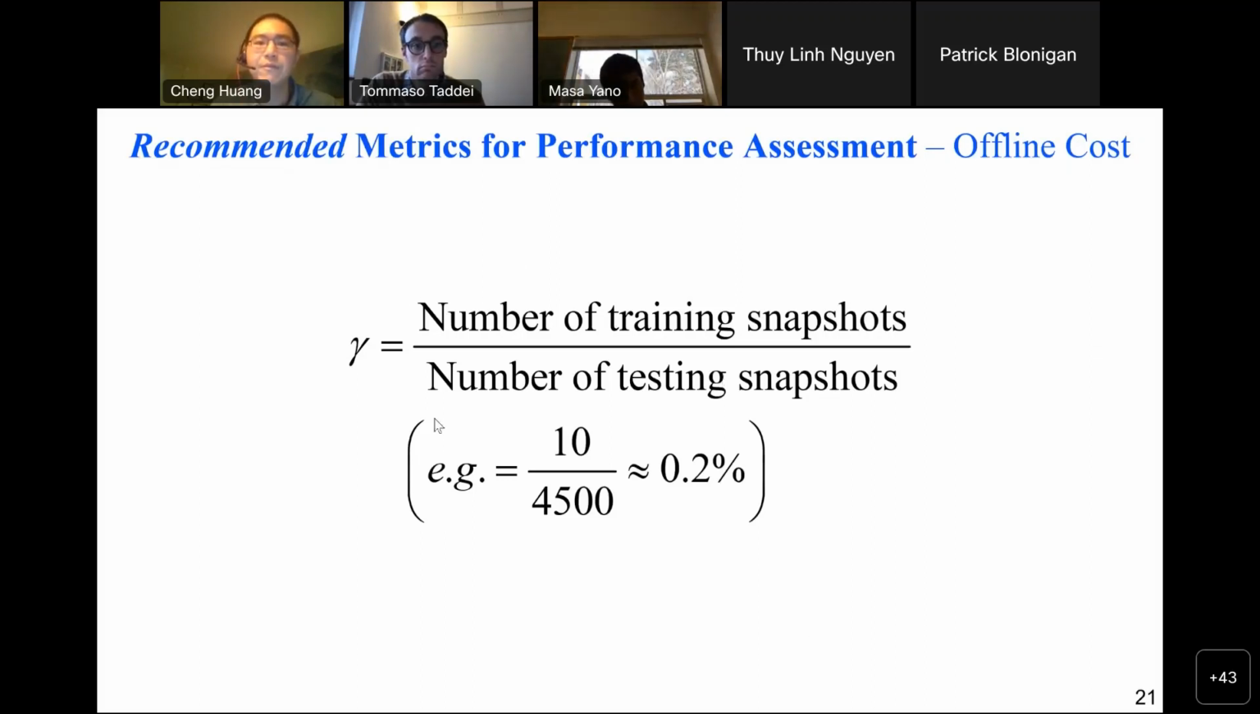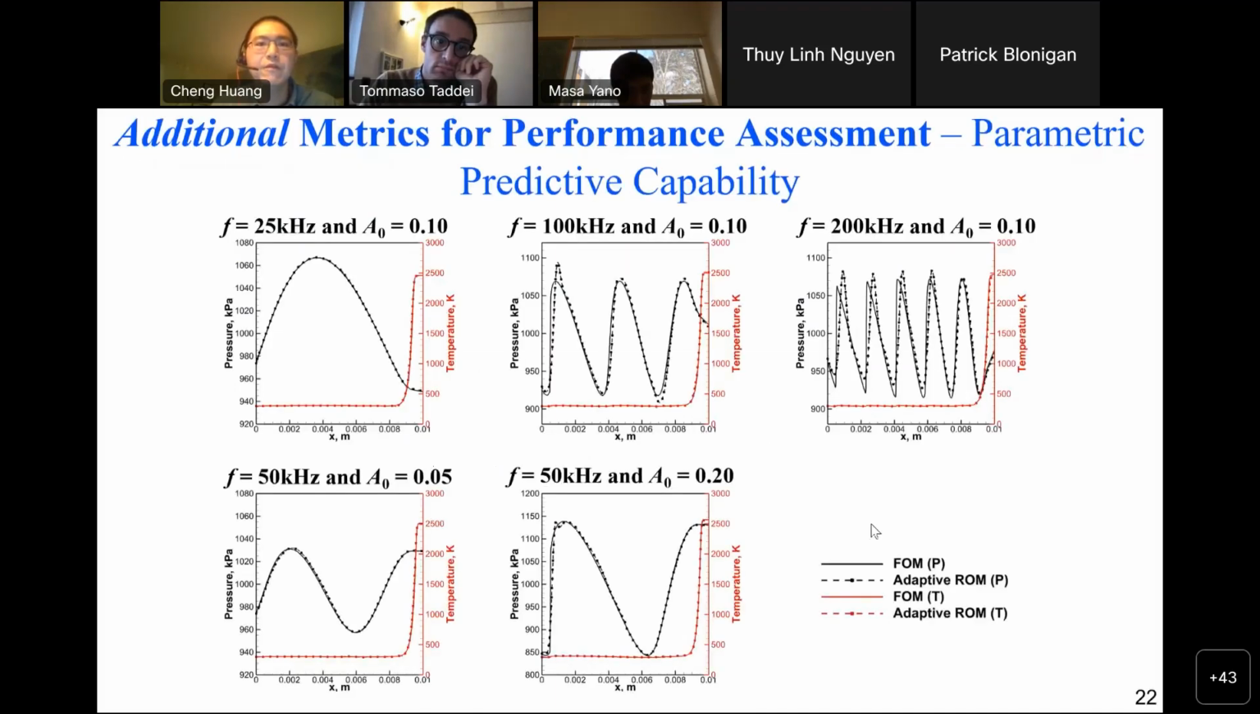And I think one of the parameters I'm trying to recommend here is the number of training snapshots versus the number of testing snapshots. For example, the adaptive ROM uses 10 snapshots and is able to predict 4,500. Roughly that metric, but I think there will be some better definition there. But here's another idea: combined online cost and offline cost should give us a much better idea of the method performance itself.